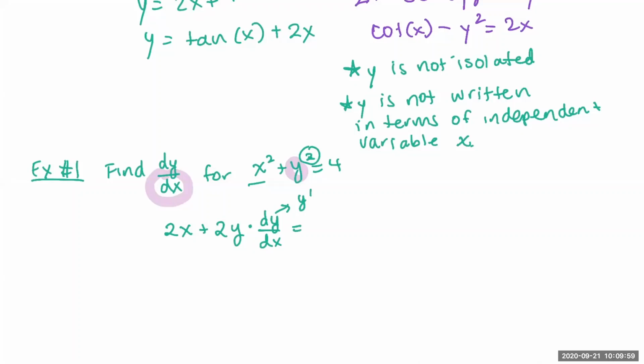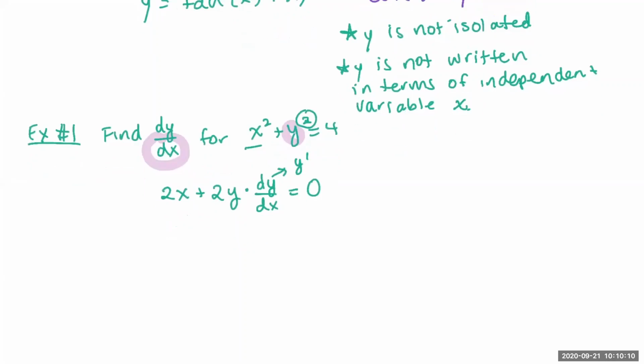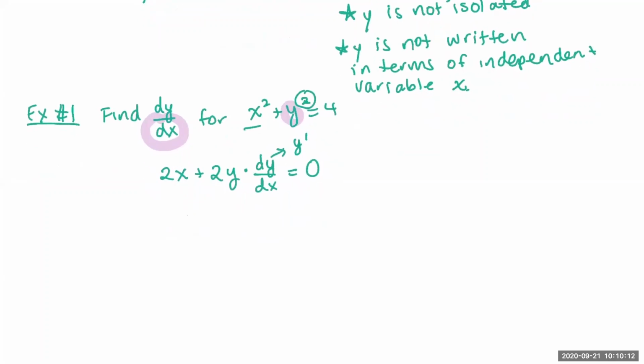And we go through this for the entire equation. We do term by term, even on the right-hand side. So what's the derivative of a constant 4? It's 0. Okay, and so from here, the question was find dy/dx, or find the derivative.